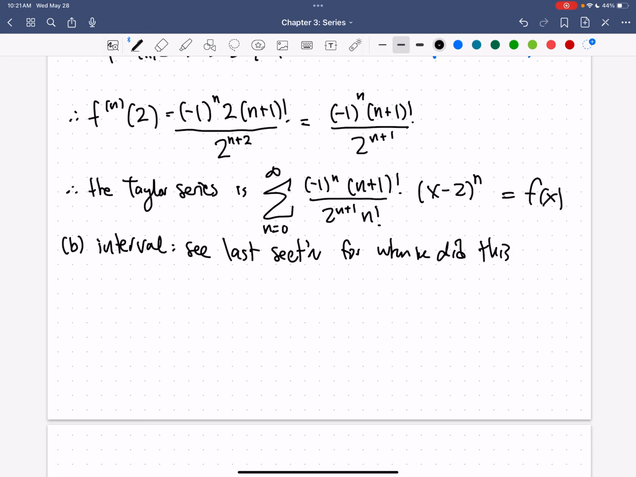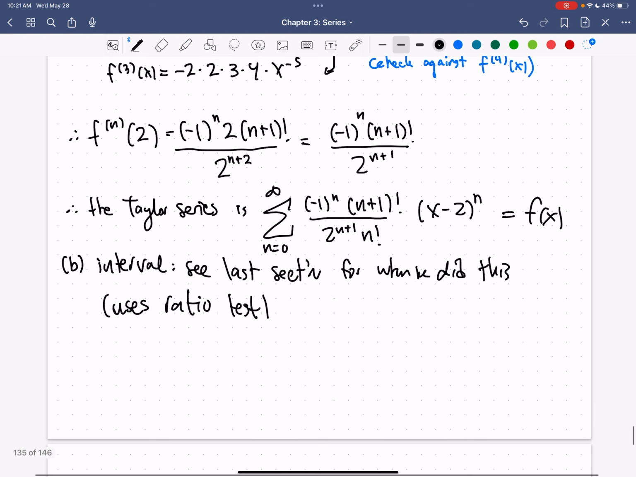Did this. It uses the ratio test, which again makes sense because looking at it, we've got all these factorials. Ratio test is a nice thing to use. Oh, you know what? I just realized we can actually simplify this a little bit more because we've got that n plus 1 and the n factorial. So negative 1 to the n, n plus 1, 2 to the n plus 1, x minus 2 to the n.